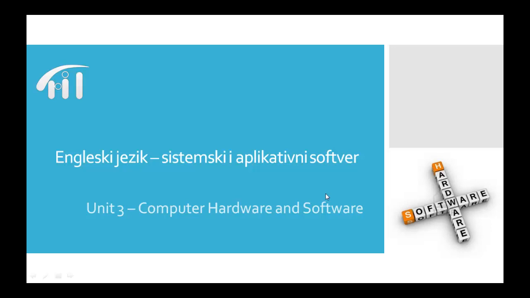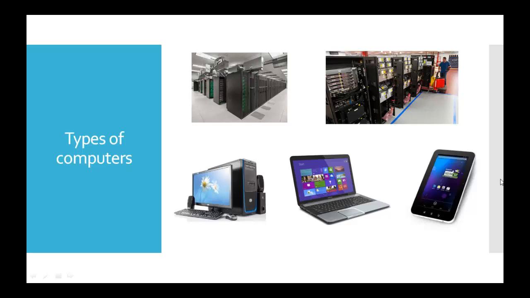In this unit, we will cover some of the basic terms in relation to computer hardware and software. First of all, we will talk about different types of computers. A mainframe is the most powerful type of computer. It can process and store large amounts of data. It supports multiple users at the same time and can support more simultaneous processes than a PC. Mainframes are used for large-scale computing purposes in banks, big companies, universities, and so on.